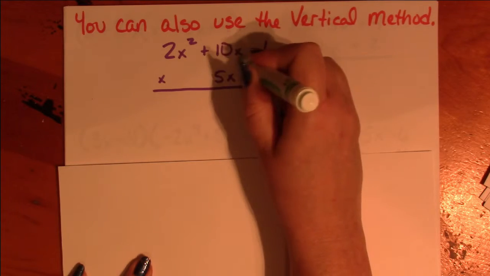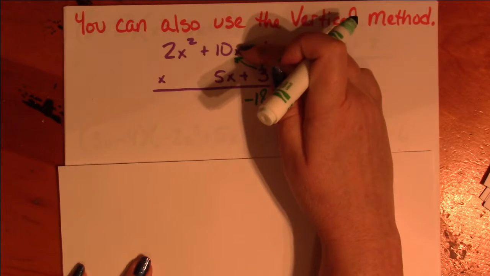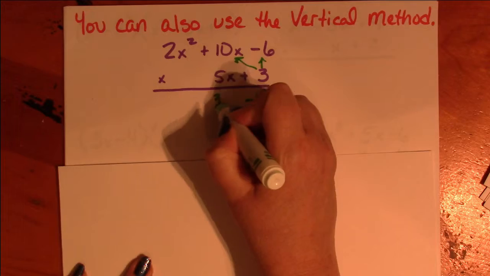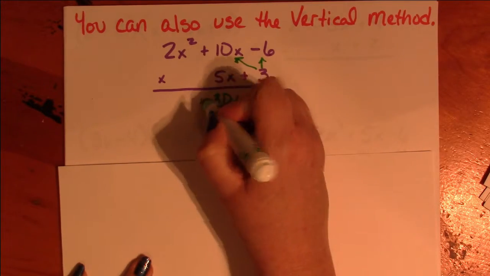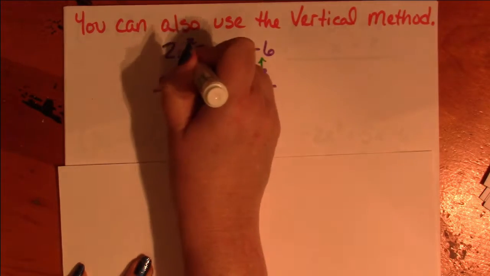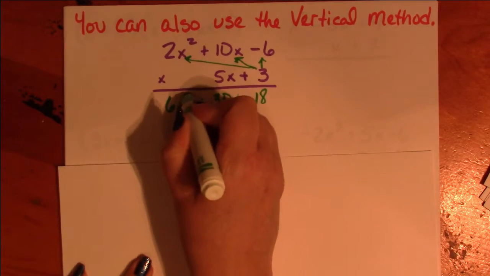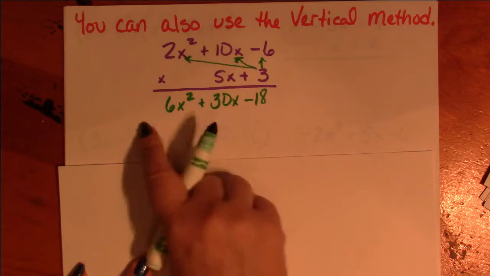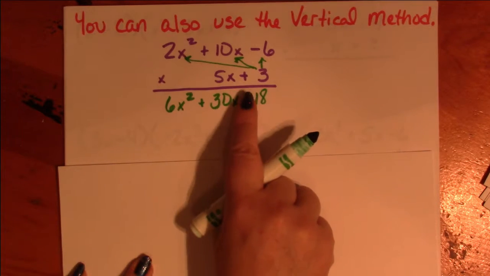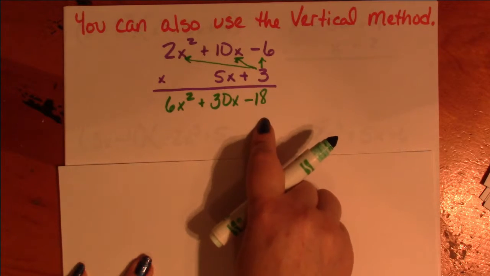So we did that one. Now we're going to do this one. 3 times 10x is 30x, and that's a positive number. And then we're doing that one. 3 times 2x squared is 6x squared. And we're going to make sure that all of our positives and all of our negatives we know what we're doing. Now you've done that one.